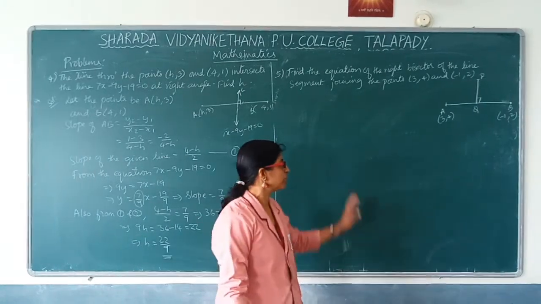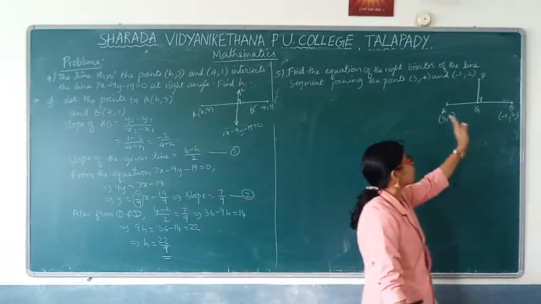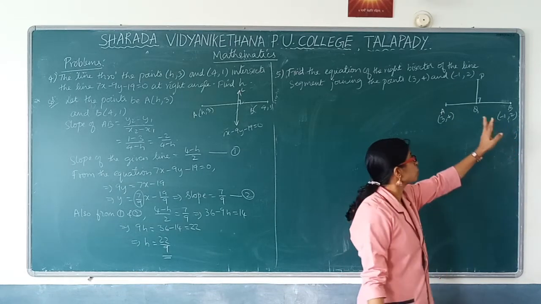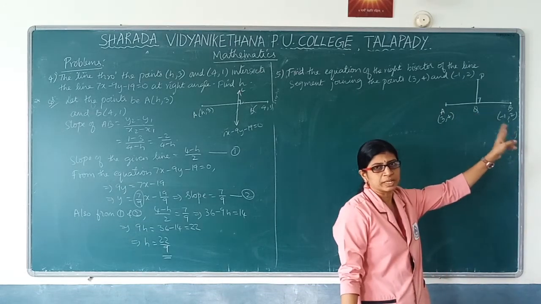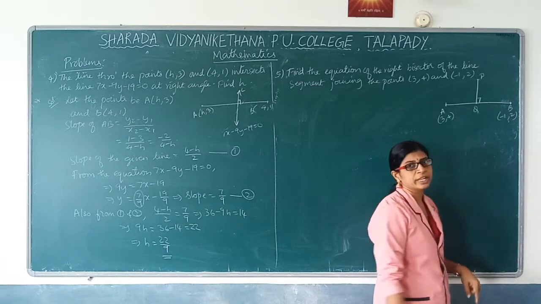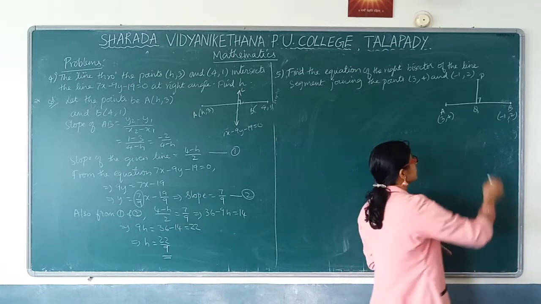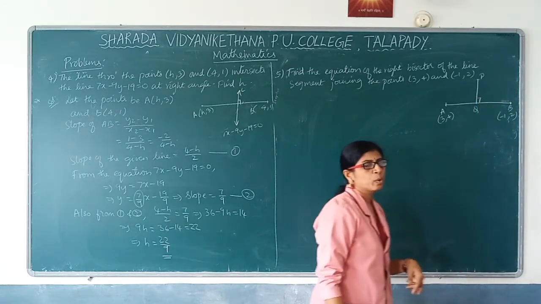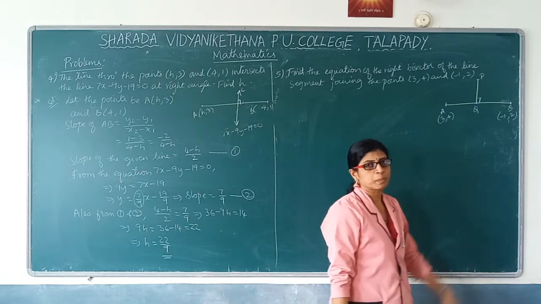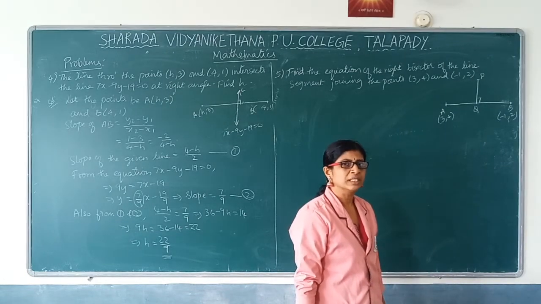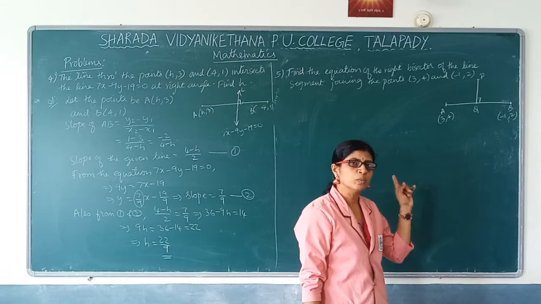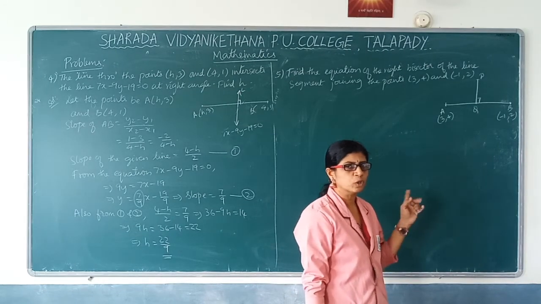The concept and the thing they have given is PQ bisects AB. Bisect means what? Q is the midpoint of AB. That is one point. We can get the coordinates of Q. Another factor is it is a right bisector, so this is perpendicular to this. Perpendicular to this means what? We can get the slope by m1 m2 is equal to minus 1. Both the concepts we have to apply here.